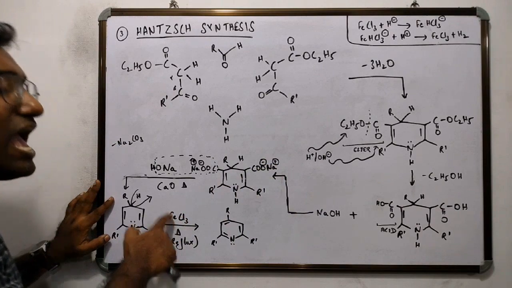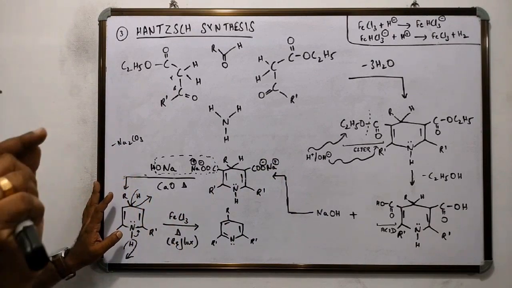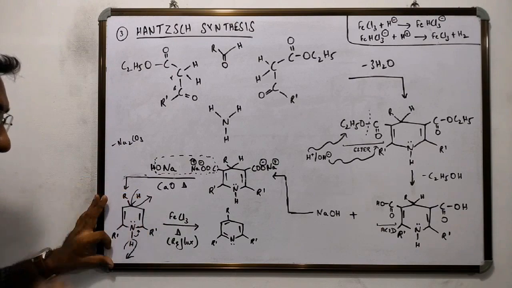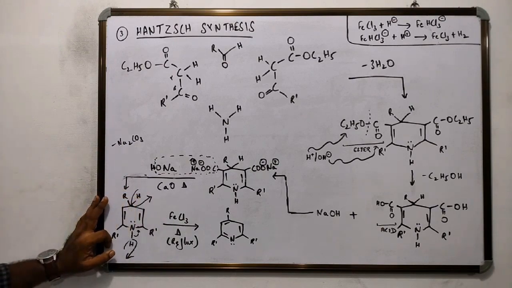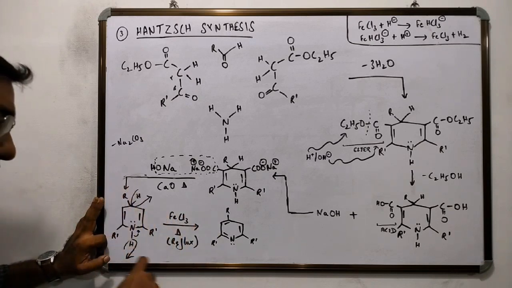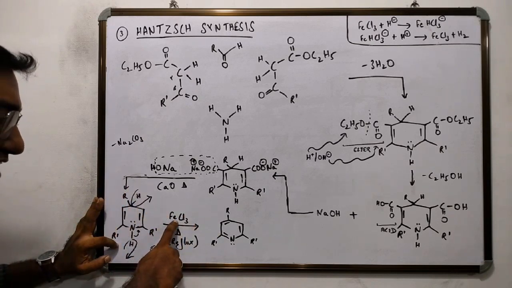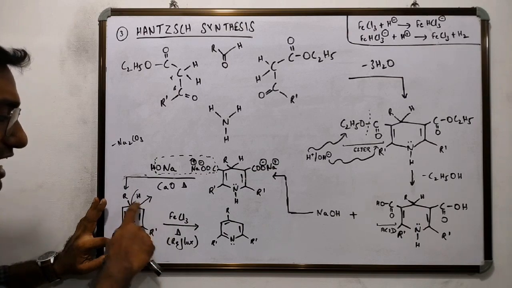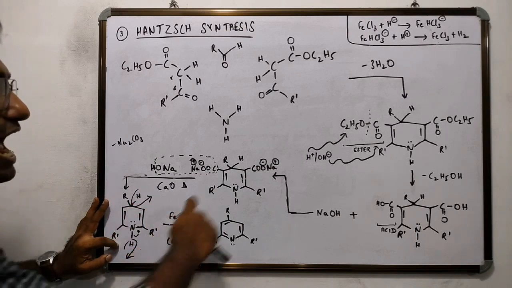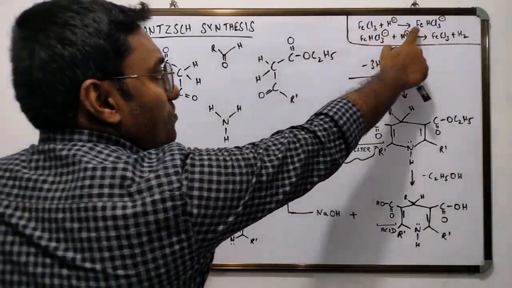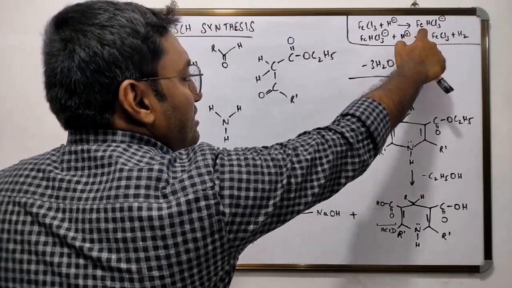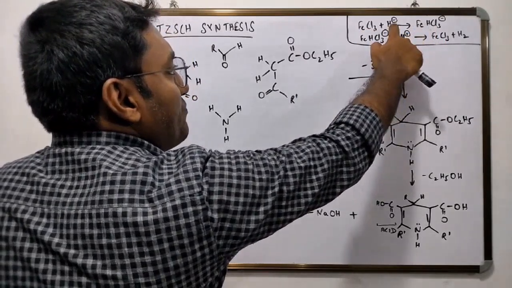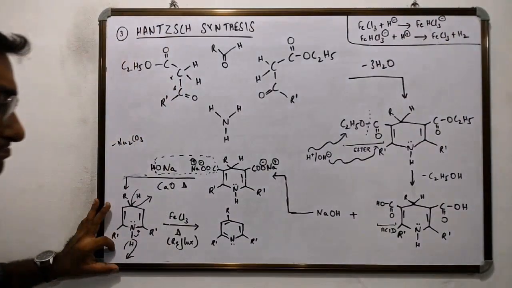FeCl3: Fe has two half-filled d orbitals. These two half-filled d orbitals can accept two hydrogens and a pair of electrons. Therefore, we reflux this with FeCl3. When we do this, a hydride is eliminated from here and reacts with FeCl3 to form FeHCl3-. The two empty d orbitals of Fe accept the pair of electrons and one hydrogen.